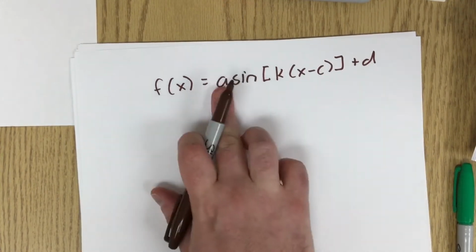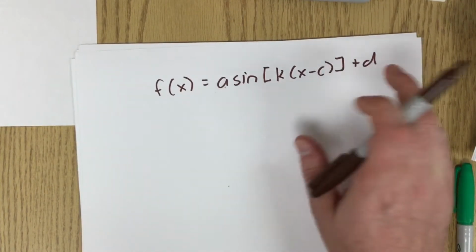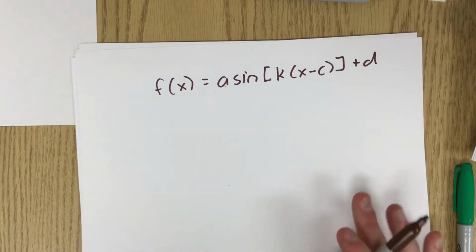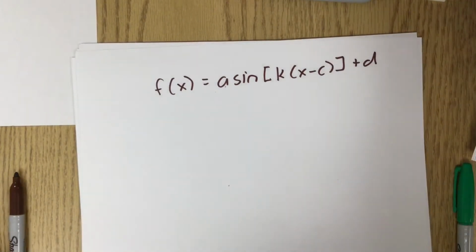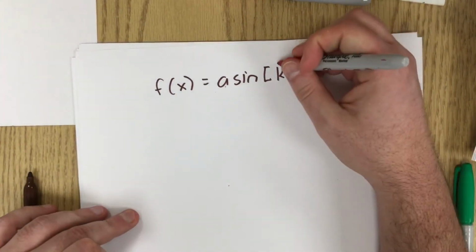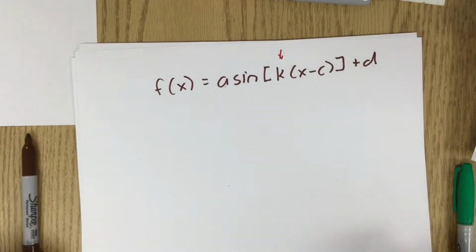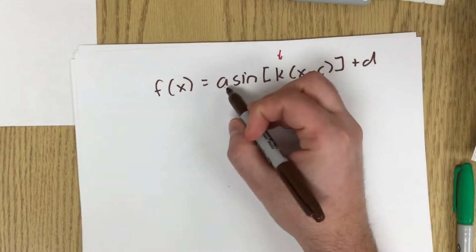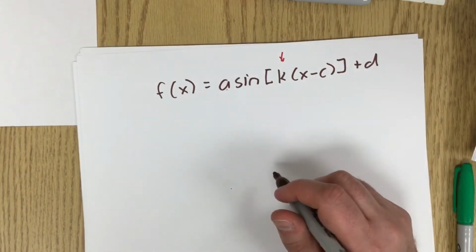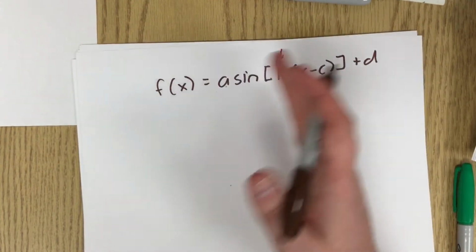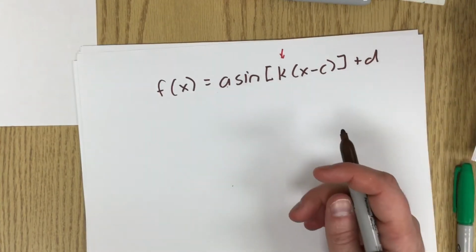So that's the vertical stretch, left, right, and the up, down. We haven't discussed the k yet. That's going to be coming up, but we're not going to be using it yet. So mostly what we want to do is figure out what is the a, what is the c, and what is the d. And when we know those three values, then we're done.